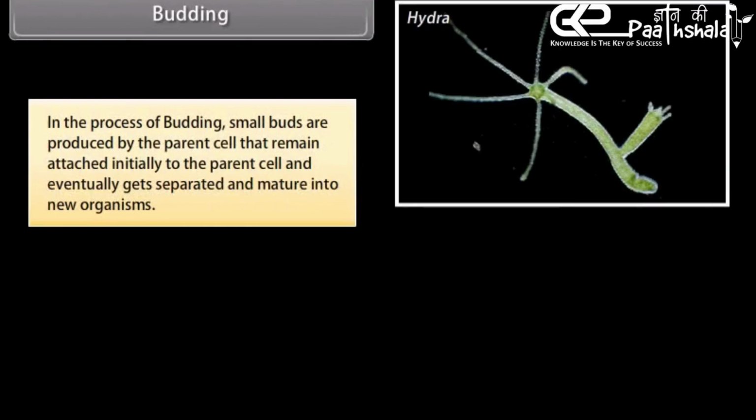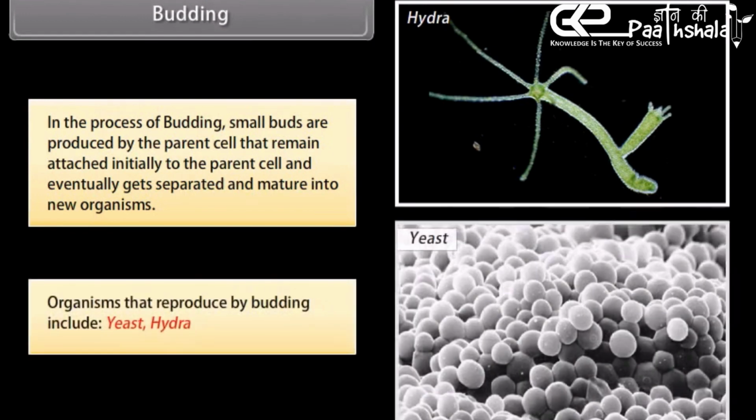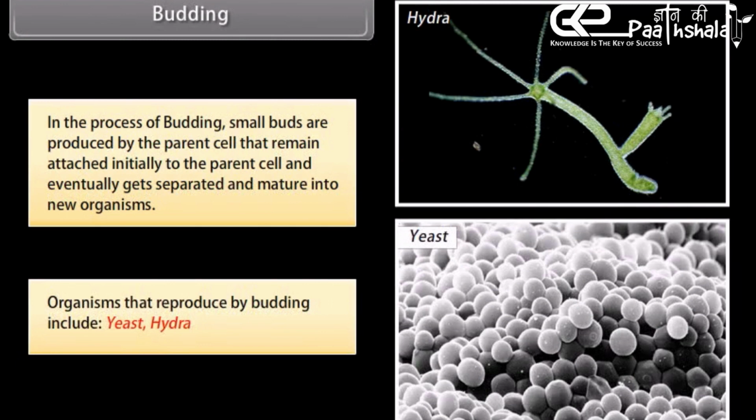Budding. In the process of budding, small buds are produced by the parent cell that remain attached initially to the parent cell and eventually get separated and mature into new organisms. Organisms that are produced by budding include yeast, hydra. The following diagram shows the bud developing on parent hydra.